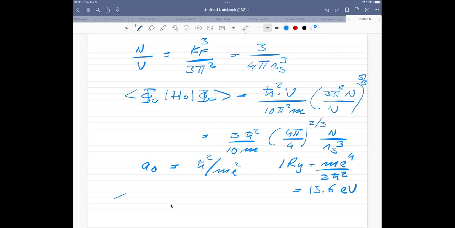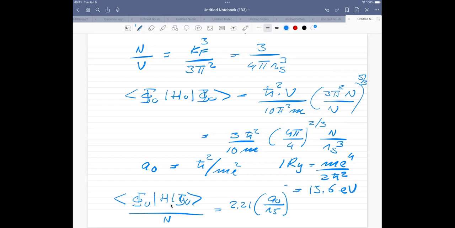And then we can actually rewrite this energy of phi 0, H of phi 0. And if we look at the equations we have plugged in and divide by the number of particles, this is going to be equal to 2.21 a0 divided by Rs cubed. No, squared. I think it's squared, yes. Yeah, it's squared, multiplied with 1 Rydberg. So that's the energy.